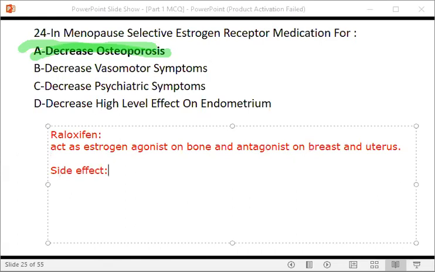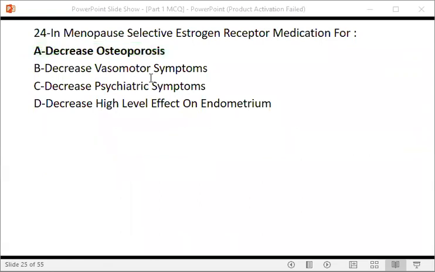Side effect of this medication. What is the side effect? Hot flush mainly. تمام. نجمعها كمان. تمام. Also venous thromboembolism and little bit leg cramp. Not that important. Okay. This is it. So let's go to the next.